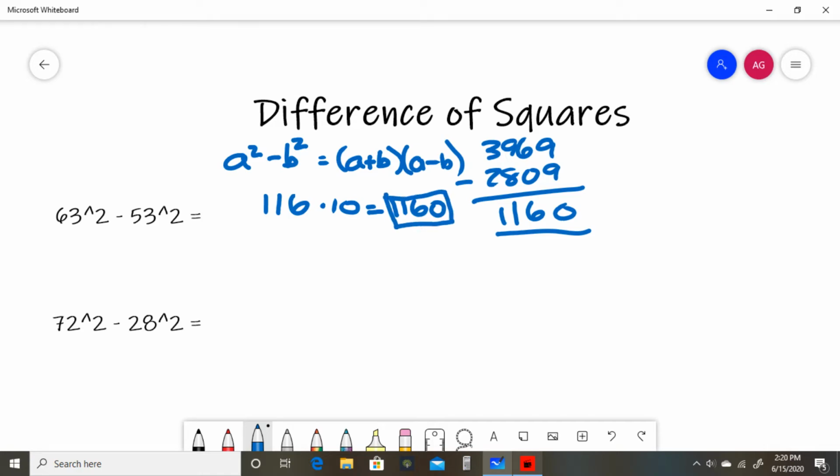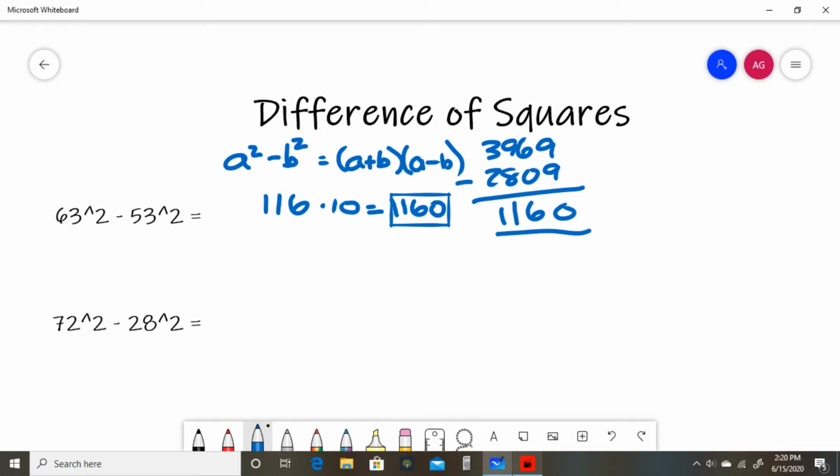To recap, to find the difference of squares, add the two numbers, then subtract them, and then multiply them. 63 plus 53 is 116. 63 minus 53 is 10, so you can just do 116 times 10 to find the answer.